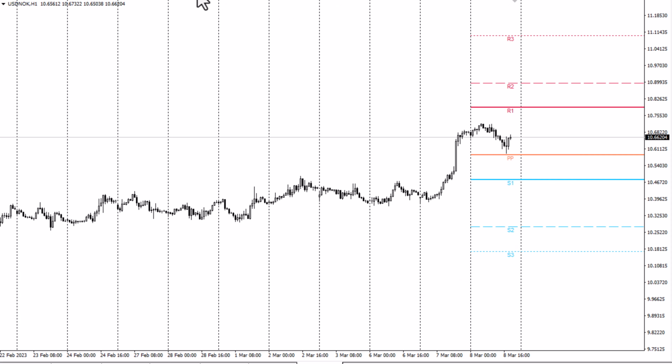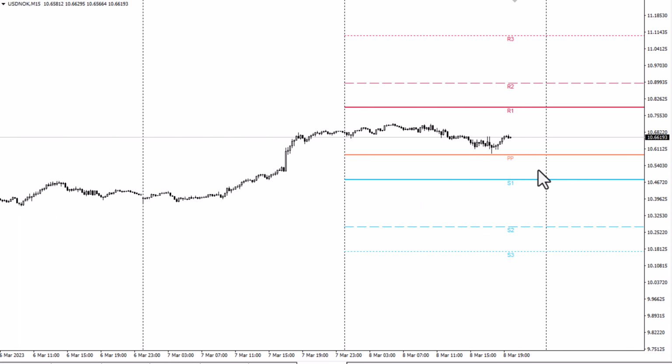Again, this is for short-term trading. So I go down to the 15-minute chart. You can see this area here. That was the previous day, and this is the mathematical equation. It's been a pretty quiet day here in the dollar Norwegian krone, so you can see not a lot going on there.